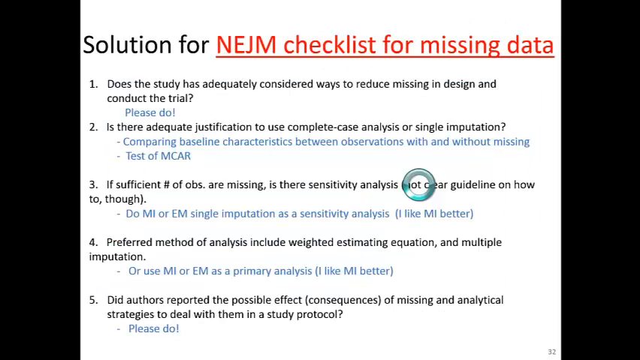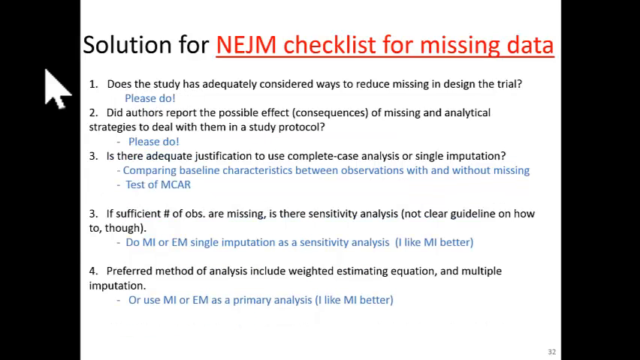So let's read one more time the New England Journal of Medicine checklist. First, that the study has adequately considered ways to reduce missing data in the design of the trial. Second, did the authors report the possible consequences of missing data and the analytical strategies to deal with it, and report it in the study protocol? Numbers 1 and 2, please do. And number 3, is there adequate justification to use complete case analysis or single imputation?